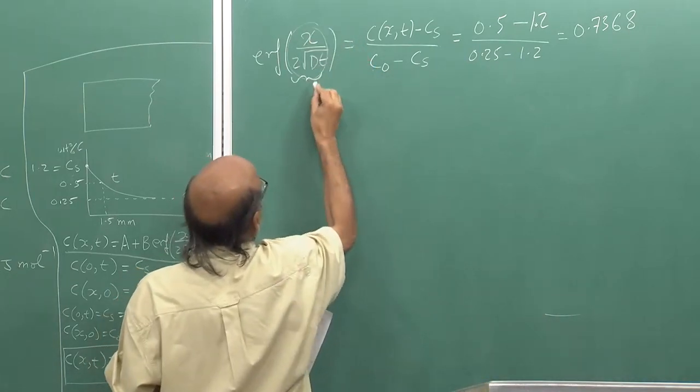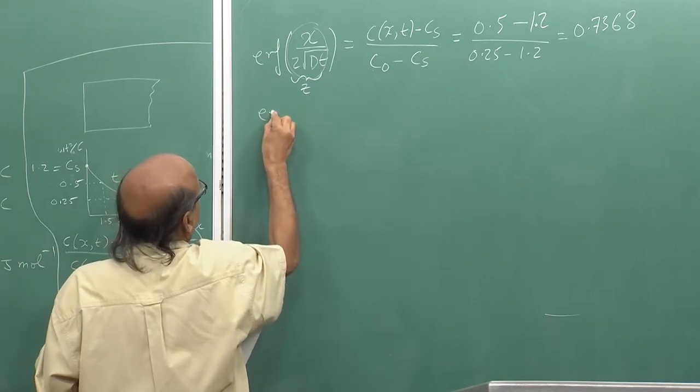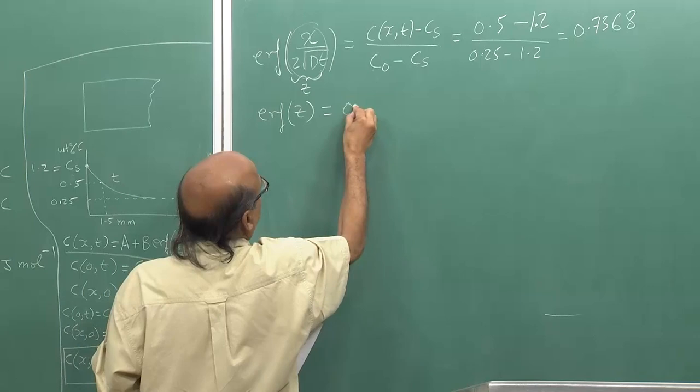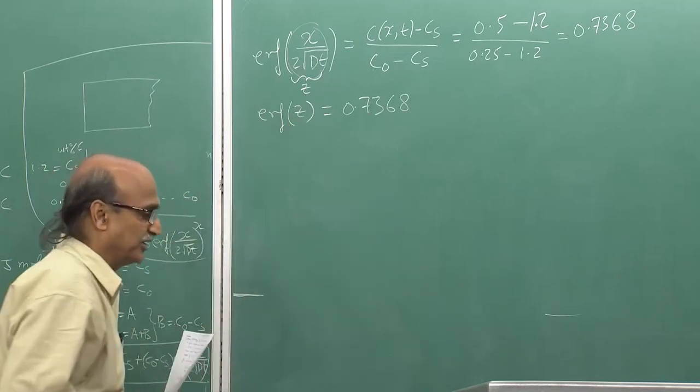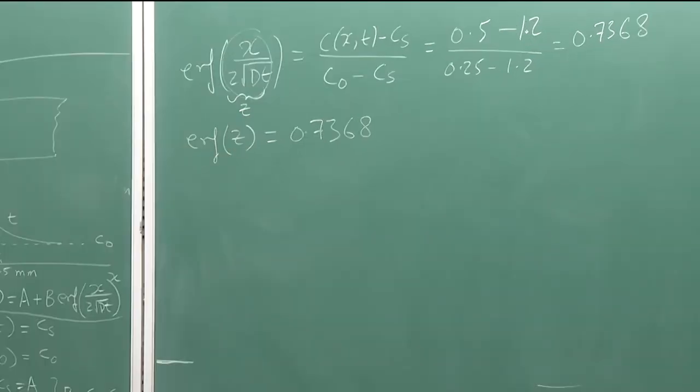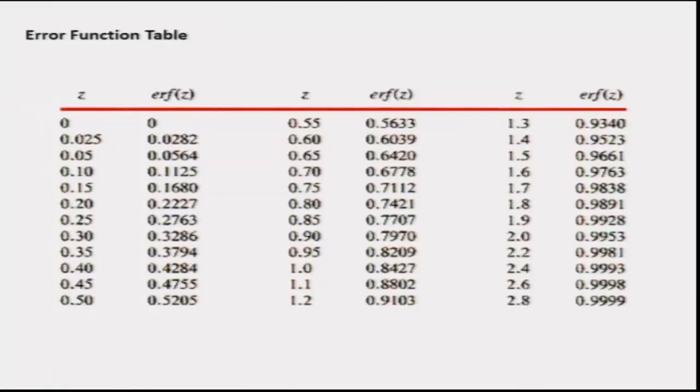Let me call this quantity z. So I can write error function of z is equal to 0.7368, and I need to find z. If I go to the error function table, what you see here are, for different values of z, the error function of z. For 0, it is 0. For 0.1, it is 0.1125. For 0.5, it is 0.5205, and so on. As you can see, as z increases, the error function values also increase, and obviously for large values of z it will be very close to 1.